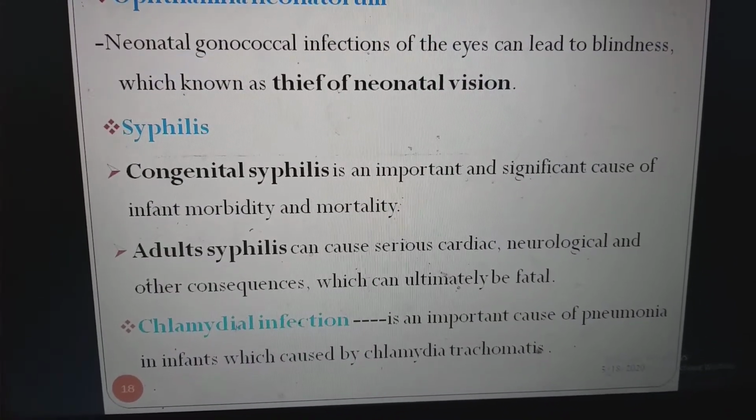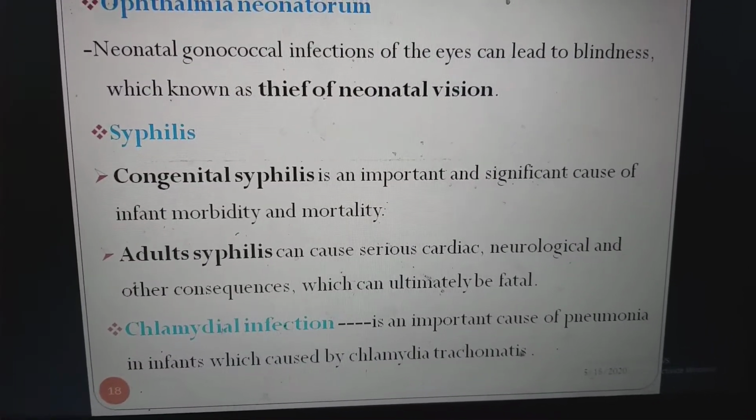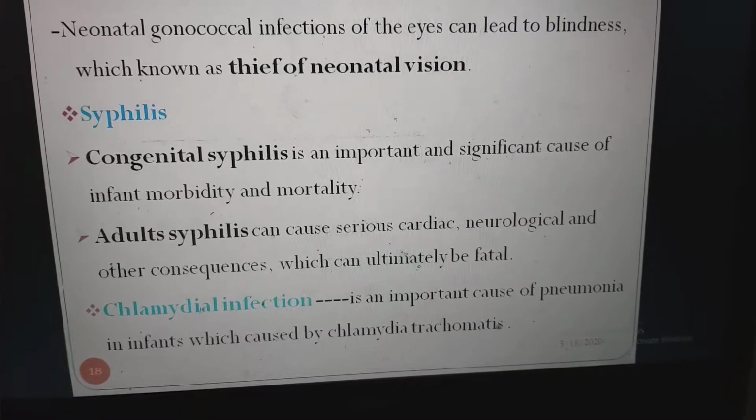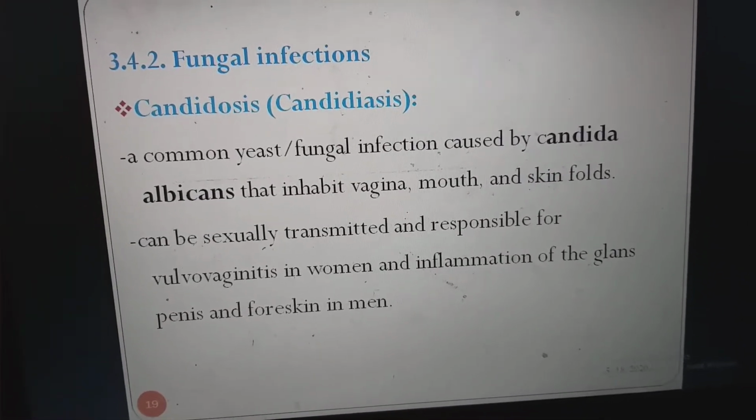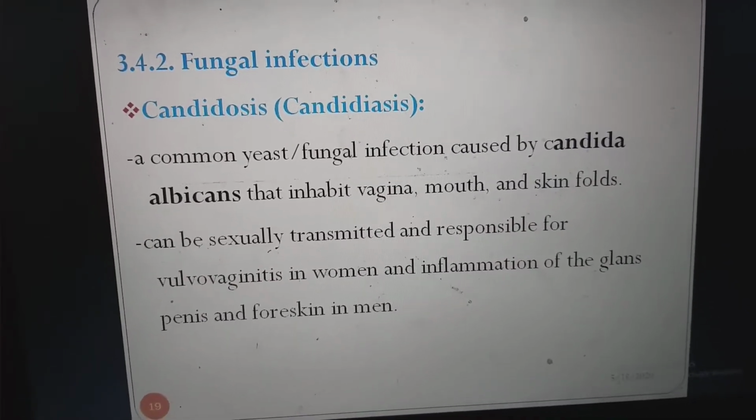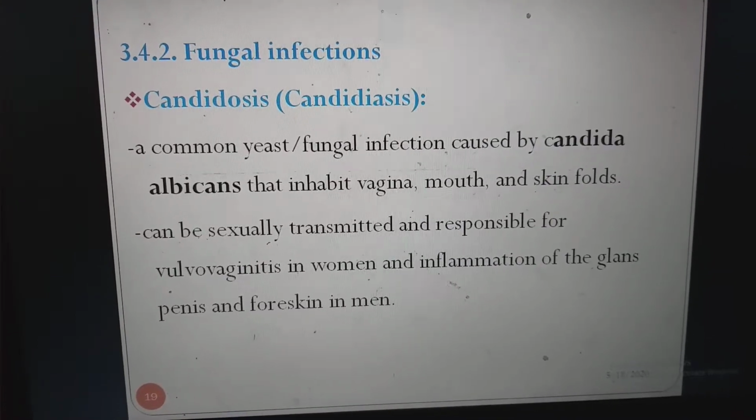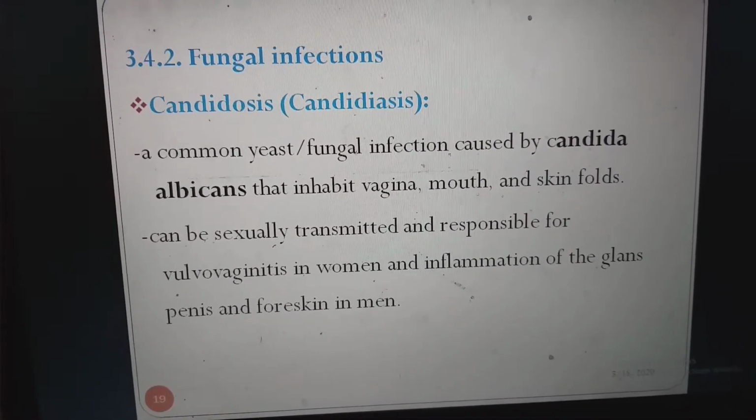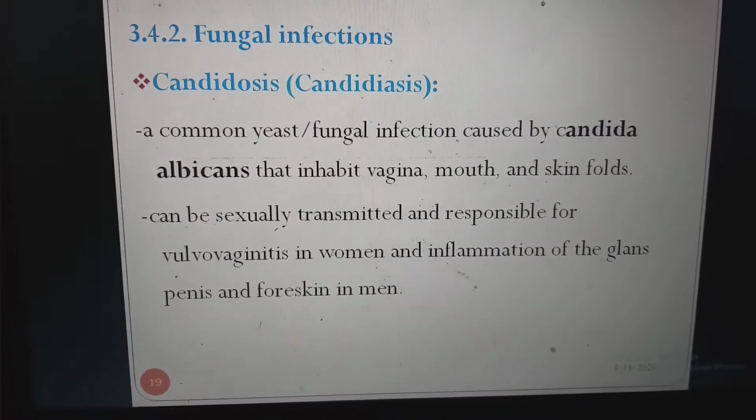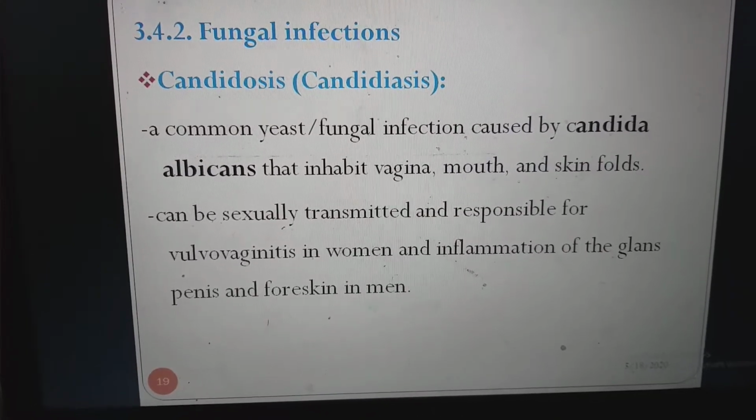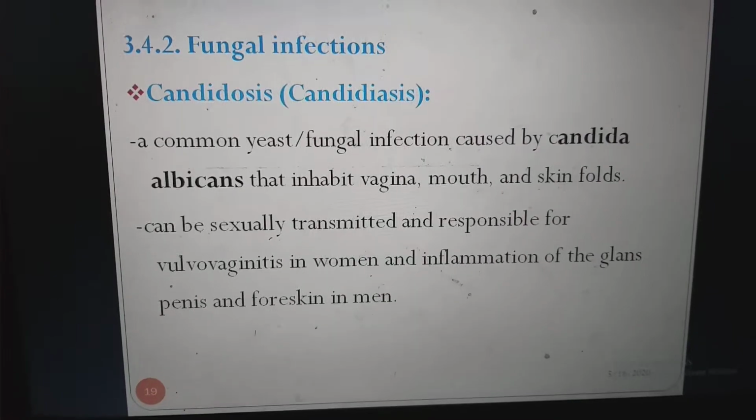Chlamydia infection is an important cause of pneumonia in infants, which is caused by Chlamydia trachomatis. Fungal infection like candidiasis, a common yeast or fungal infection caused by Candida albicans, inhabits the vagina, mouth, and skin folds where there are more mucuses located. It can be sexually transmitted and is responsible for vulvovaginitis in women and inflammation of the glans penis and the foreskin in men.